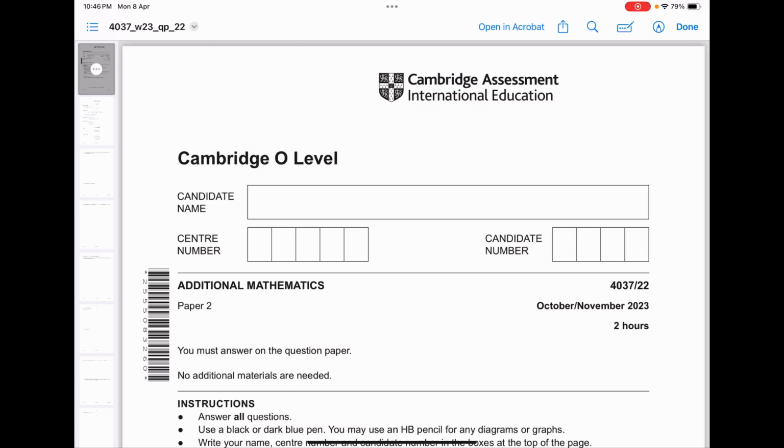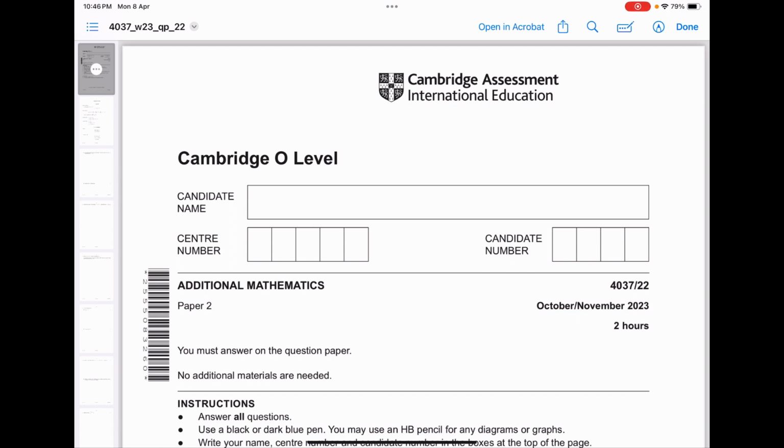You have already seen paper 1, October November 23, additional mathematics. Now we are going to start paper 2. This is 4037 code and its variant is 22.